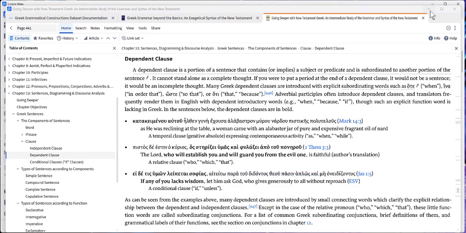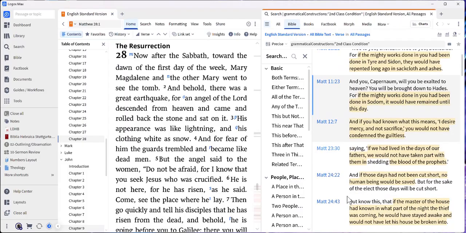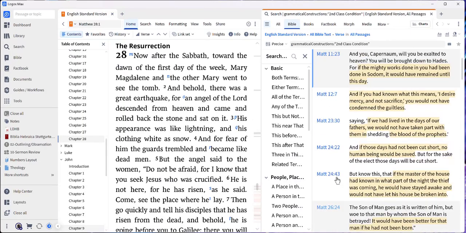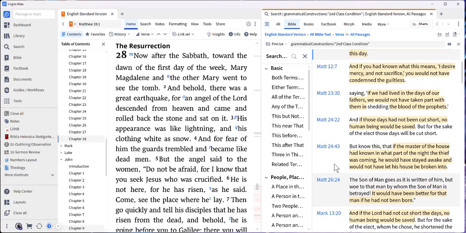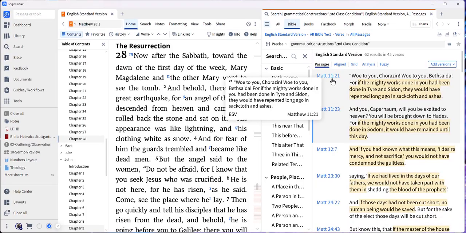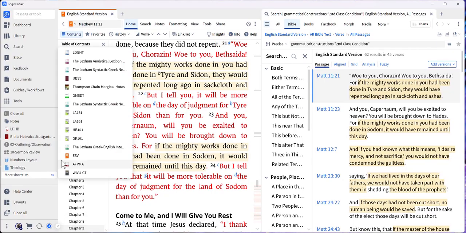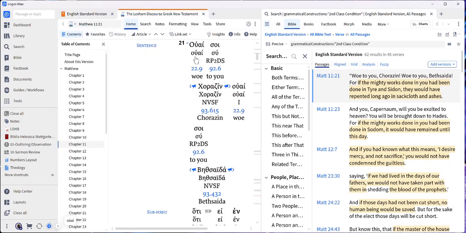So now what we're going to do is pull out a passage that uses the second class conditional, and we're going to see something. Let's just pull in Matthew 11:21. This is the one that we're going to go to, and I have a tool that I use. It's the LGNT. I love it.